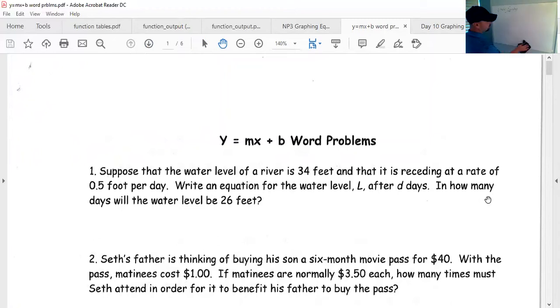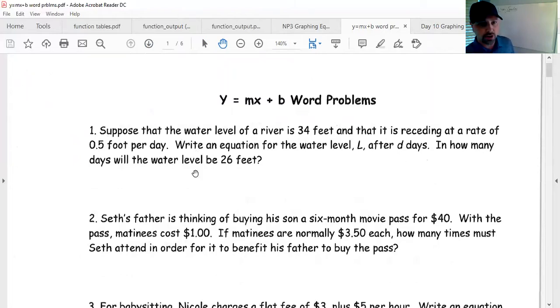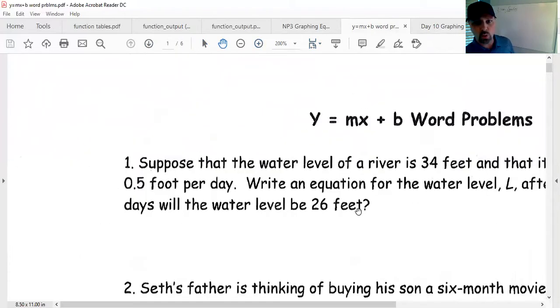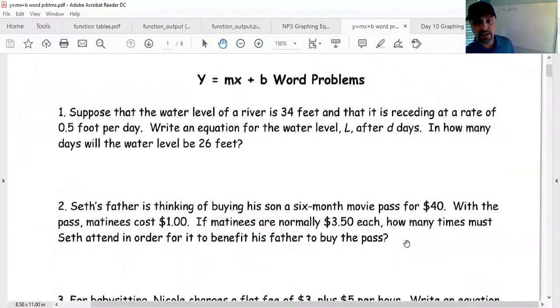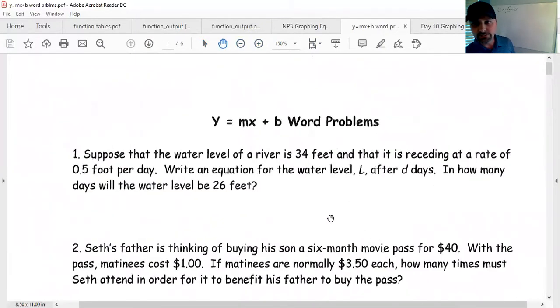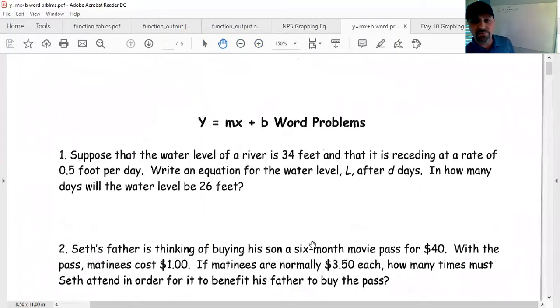Again, on this, what we're trying to do is write the linear equation. We're trying to write the relationship between two things here. So number one says, suppose that a water level of a river is 34 feet and that it is receding at a rate of 1/2 foot per day. Write an equation for the water level L after D days. In how many days will the water level be 26 feet?